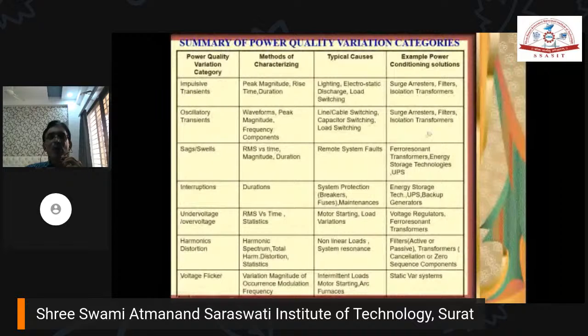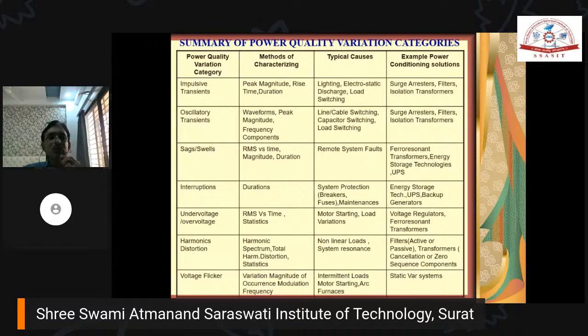Now, the summary of power quality variation categories, you can see. We already discussed the various issues related to power quality: voltage sag, voltage swell, interruption, voltage transient, voltage unbalance, voltage fluctuation, voltage flicker, voltage notching, and finally harmonics. So what are the mitigation techniques, or how are these methods characterized? Impulsive transient, oscillatory transient.